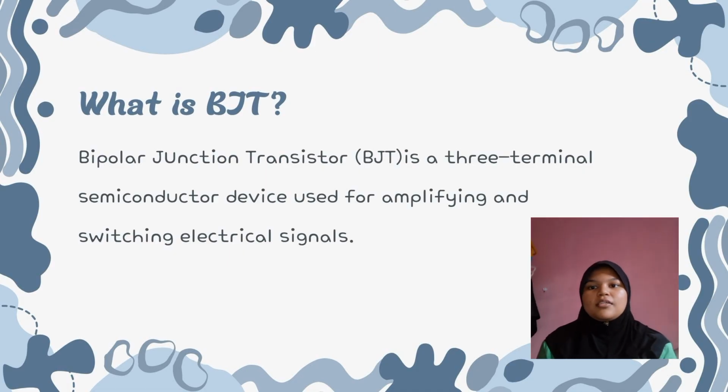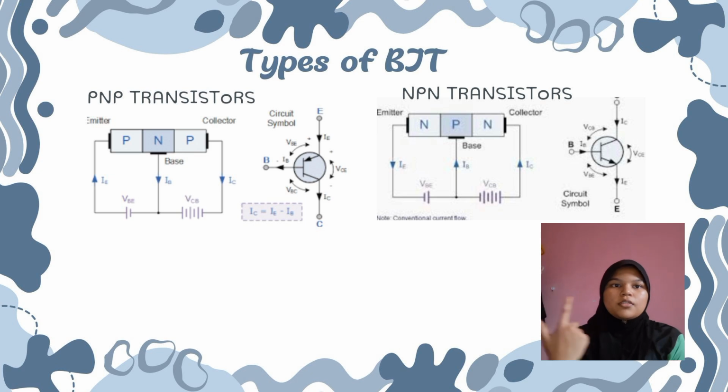Two, analyzing BJT type, which is differentiating between NPN and PNP transistors based on current flow and charge carriers. Three, material in BJT, which is examining the semiconductor material used, typically silicon or germanium, and their impact on transistor performance. The experiment aims to develop practical knowledge of BJTs by exploring their construction, electrical behavior, and application in electric circuits. Then I'm going to explain the types of BJT.